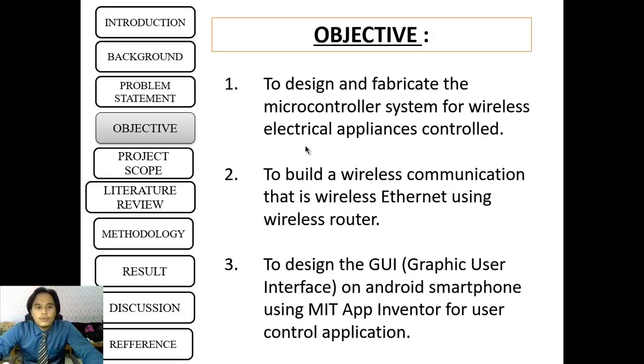Based on the problem statement, there are 3 objectives that I want to achieve. First, I want to design and fabricate the microcontroller system for wireless electrical appliance control. Other than that, I want to build a wireless communication using wireless internet with a wireless router. And last, I would like to design a graphic user interface on an Android smartphone using MIT App Inventor as the user control application.